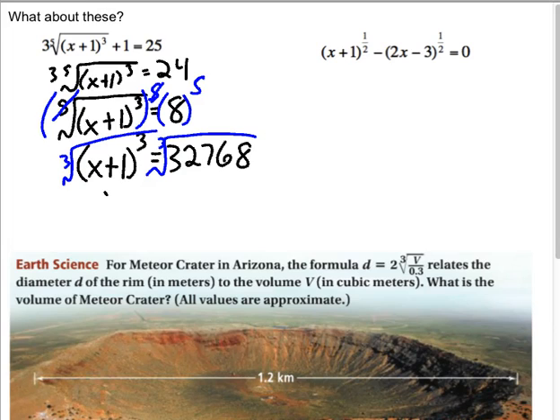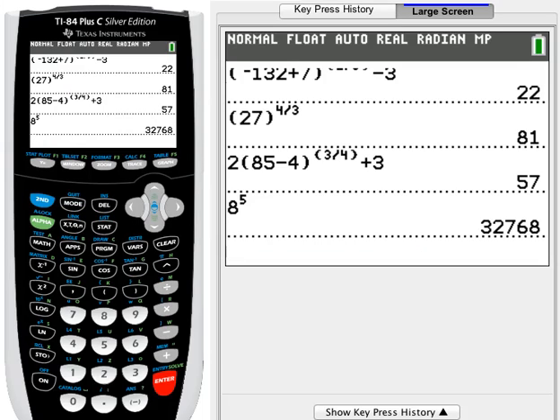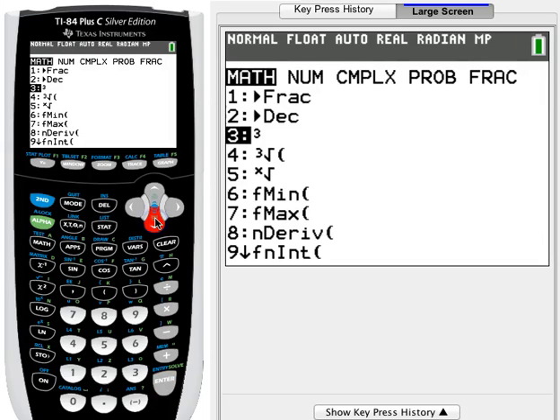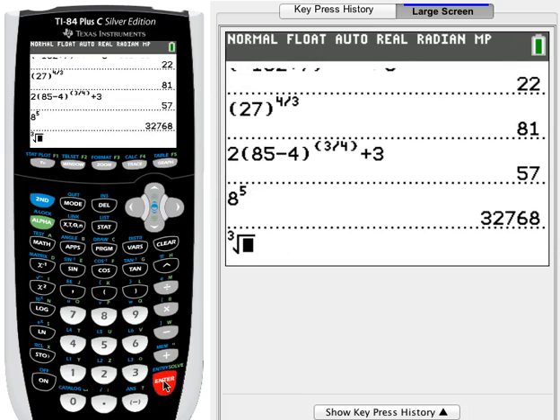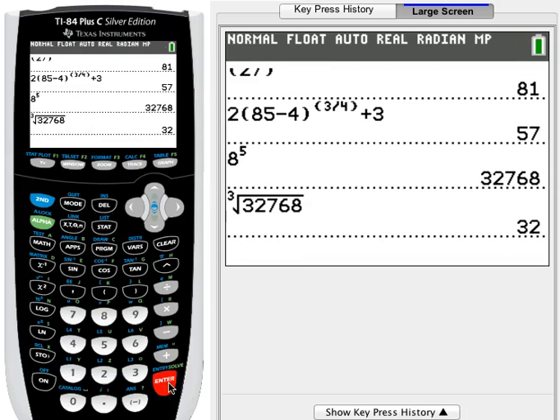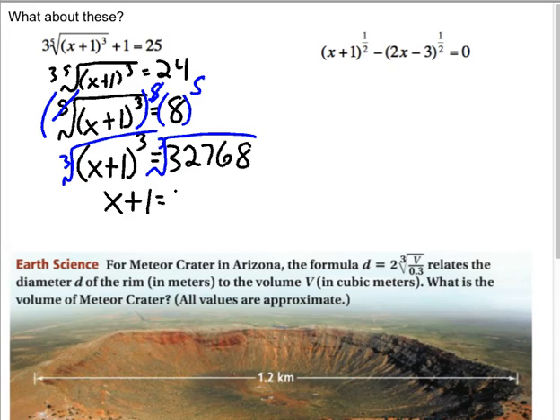So now I'm just down to the x plus 1. And now I need to cube root that big number. So cube root, if you remember, is in your menu here. So 32,768. Cube root that to get 32. Subtract 1. And boom, you have your answer.